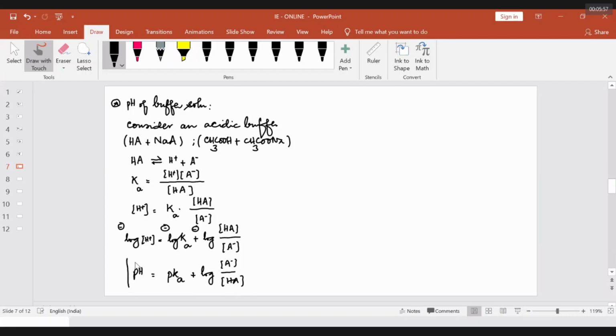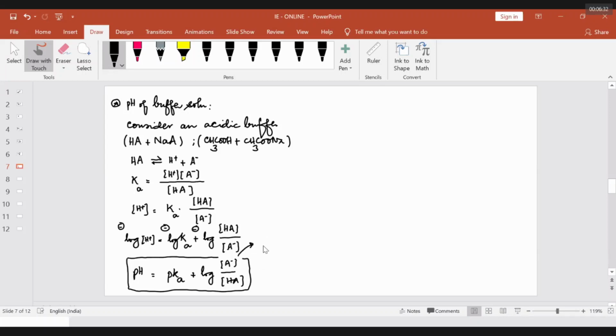This is the equation used to calculate the pH of an acidic buffer. What is this? pH of the buffer solution. What is this? pKa, from the acid ionization constant of the weak acid, which is a component of the acidic buffer. Log of, what is this? Concentration of the ionized form, divided by the concentration of unionized acid molecule left out. Right. Now, this is very important to learn.